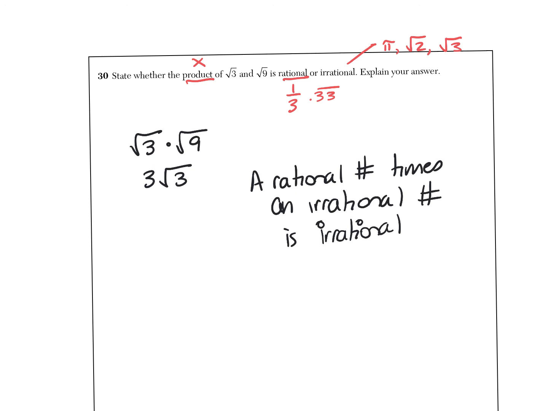Some students will go under and they'll start to write, okay, 3 times 9 gives me square root of 27, and they'll show that that number never ends and never repeats. That's okay too, but really, you know, the square root of 9 is 3, so why not just write it as 3 square roots of 3? Either way, make sure you let us know a rational number times an irrational is irrational.